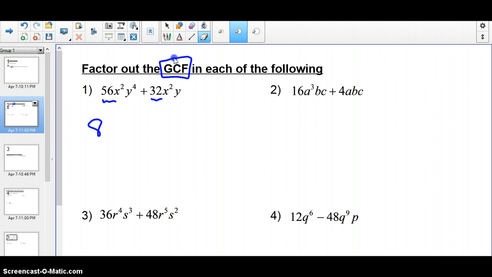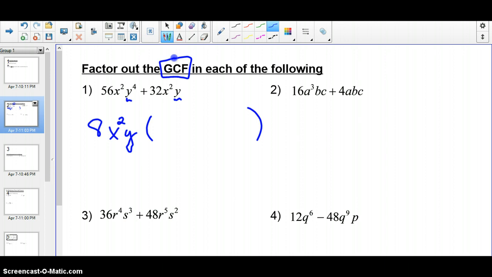Then if you look at your variables, you've got x squared in the first term, and you have an x squared in the second term. So you can evenly divide x squared in both of those terms. So we can factor that out. Also, if you look at the y part, you can factor out a y evenly into both of those two terms. Okay, so once you figure out what your greatest common factor is, you're going to divide each term by the greatest common factor.